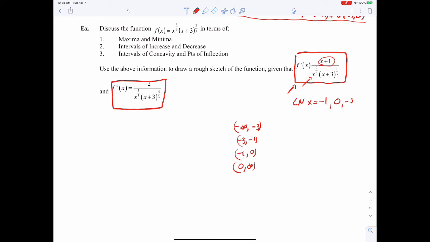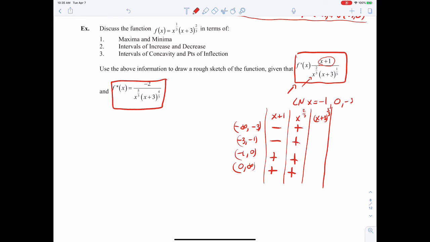Now when I look at my intervals, I have x plus 1 on the top, I have x to the 2/3, and I have x plus 3 to the 1/3. All right, so when I put in -10 into x plus 1, it's negative. -2 plus 1 is still negative. Put in -1/2 plus 1 is positive, and 10 plus 1 is positive. Now, remember, x to the 2/3 is the same as doing the cube root and then squaring it. So when you square it, it doesn't matter what you do, they are all going to be positive. And this last one is the cube root of x plus 3. If you cube root a negative number, it's still negative. So -10 plus 3, cube rooted, is negative. -2 plus 3 is positive, so cube root of positive. This one's going to be positive, and this one's going to be positive as well.